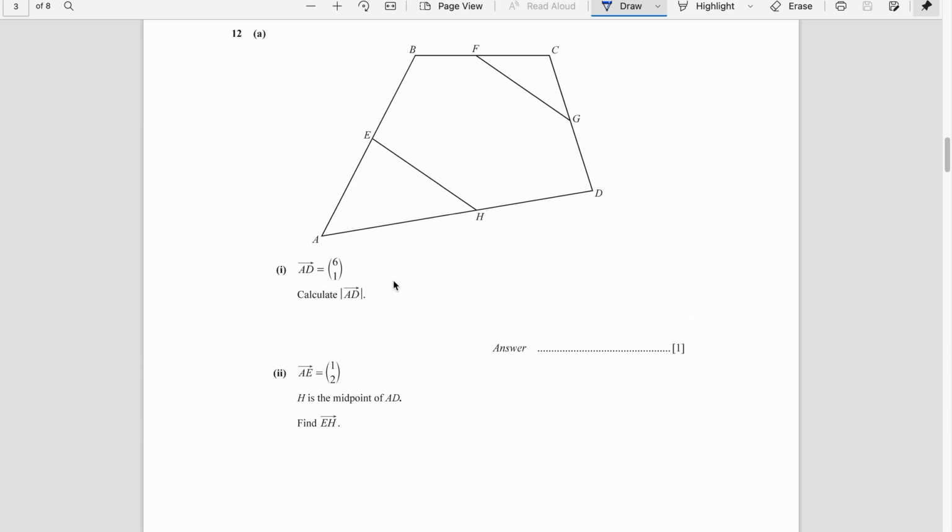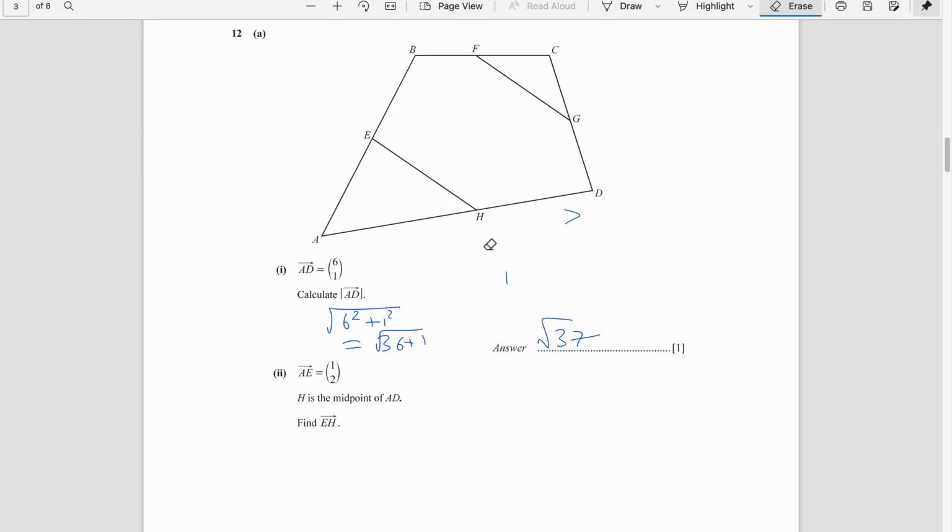Next question, AD is (6, 1). This is AD, which is x 6, y 1. Calculate the magnitude. So square root of 6 squared plus 1 squared, square root of 36 plus 1. So this is square root 37.